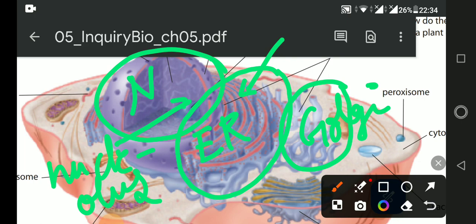If you look at the electronic micrograph or microscopic structure of the ER, you will find that if the surface of ER appears to be rough, then it will have ribosomes attached to its surface. Okay, that's why surface appears to be rough. So that's why it is called rough ER. On the other hand, the one which is without ribosomes attached to it, that is called smooth.